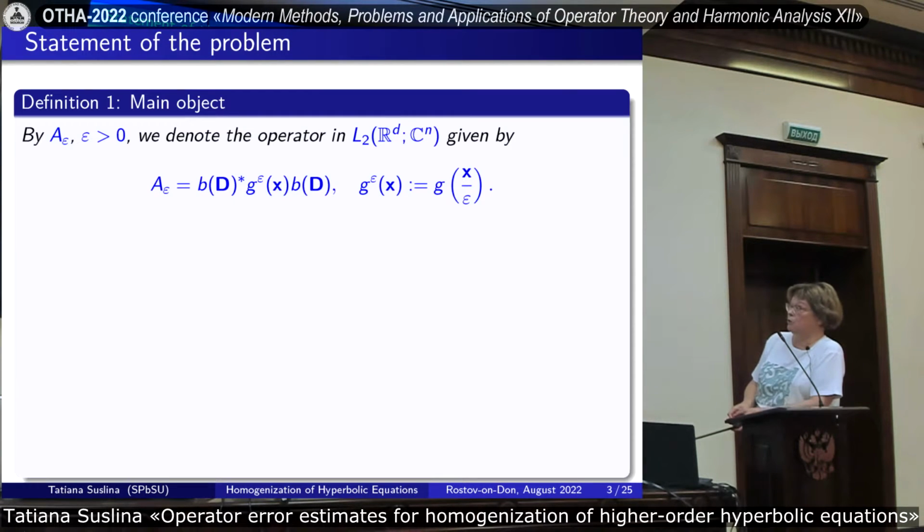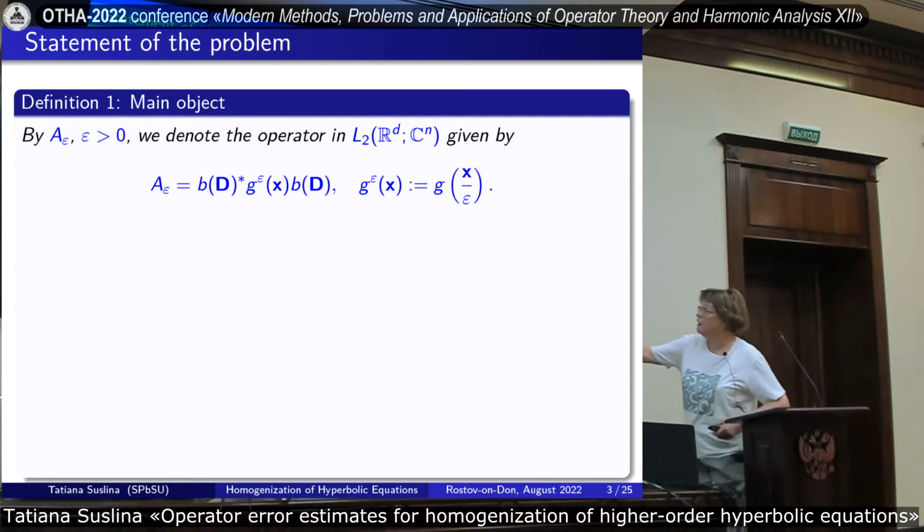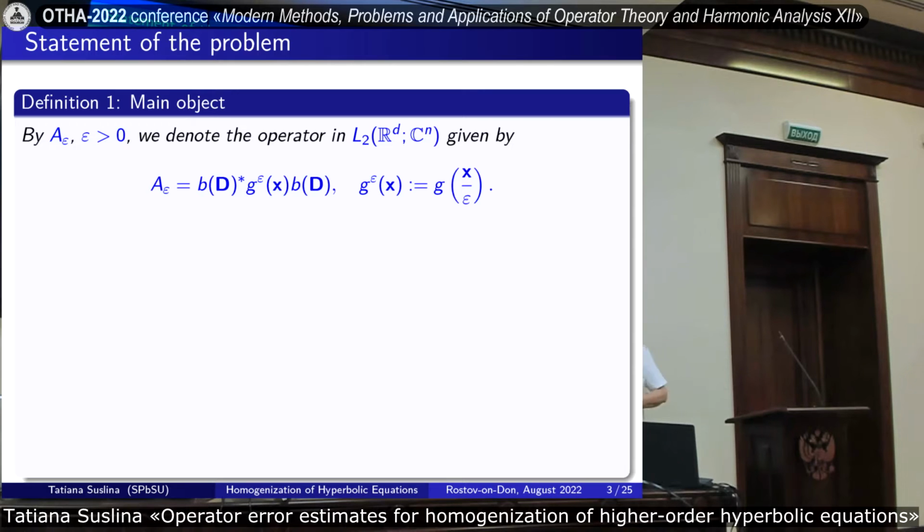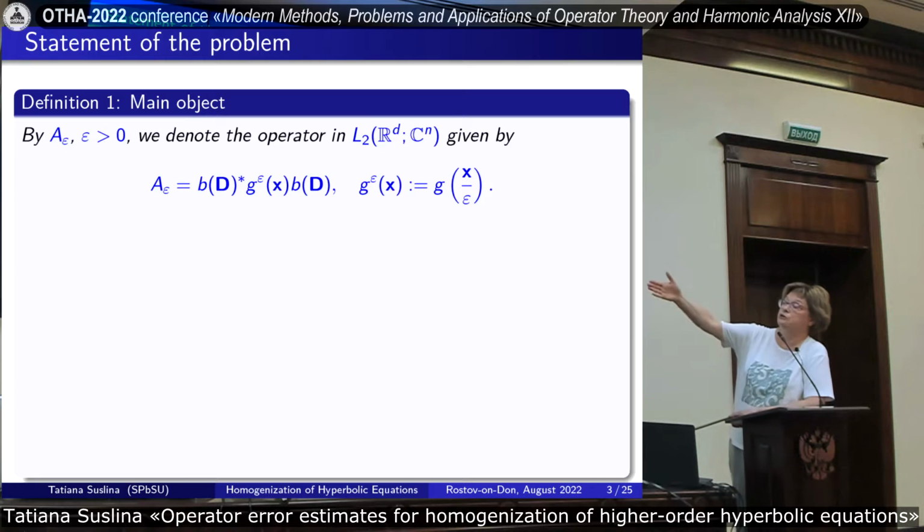Now our main object is the operator A epsilon. Epsilon is a small positive parameter. It's a self-adjoint differential operator acting in L2(R^d; C^n). It's the L2 space of C^n valued functions in R^d. And we assume that A epsilon is written in such a factorized form. It is also written on the whiteboard.